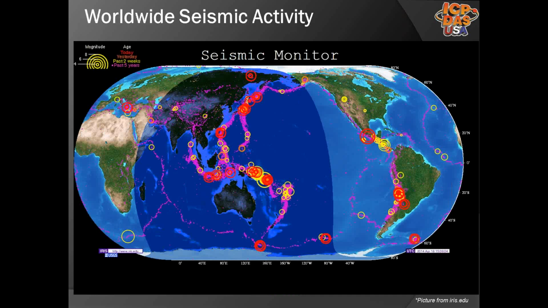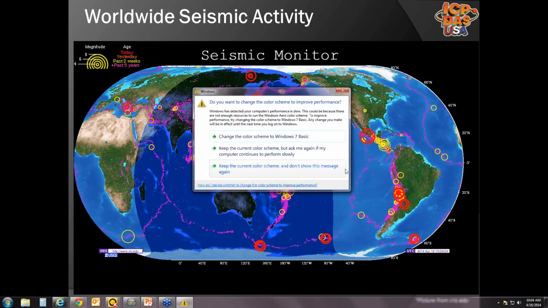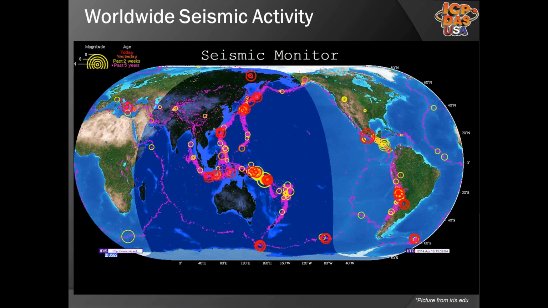This seismic monitoring image shows the latest earthquakes worldwide and also shows past earthquakes. The larger the diameter of the circle, the larger the magnitude. The red circles indicate the earthquakes happened today. The orange ones happened yesterday. Yellow indicates what happened within the last 2 weeks. The pink ones happened in the last 5 years.